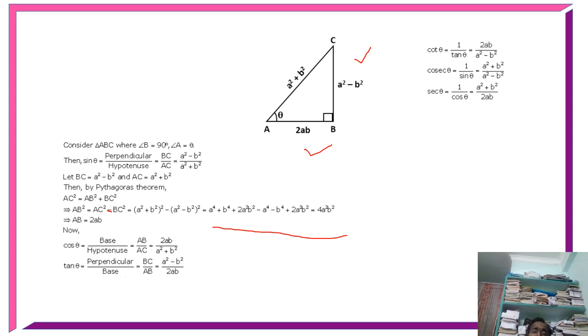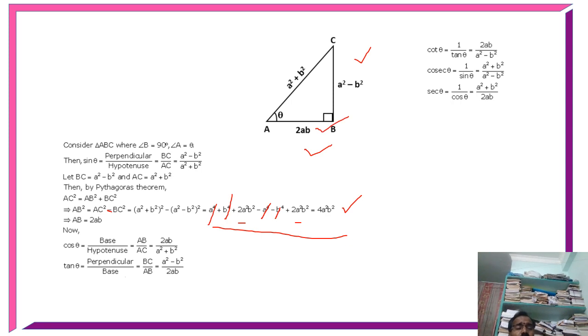Again for the next one, (a minus b) whole square, expand. a square whole square is a power 4, b square whole square is b power 4, minus 2a square b square. When we multiply by minus, the symbol will change: minus a power 4 minus b power 4 plus 2a square b square. So b power 4 and a power 4, everything cancels. 2a square b square plus 2a square b square becomes 4a square b square. To get the AB value, take the root of 4a square b square, that is 2ab. So AB value is 2ab.